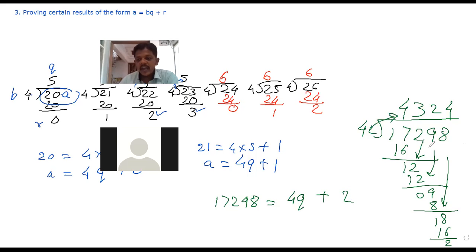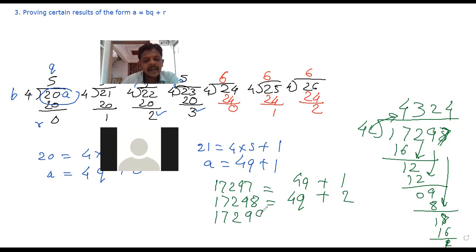Yes, sir. If it would have been 17,297, then here would be 7, 7 minus 6 is 1. So 17,297 would be 4q plus 1. Clear? 17,299 would be 4q plus 3. The next number, 17,300, would be 4q or 4q plus 0.